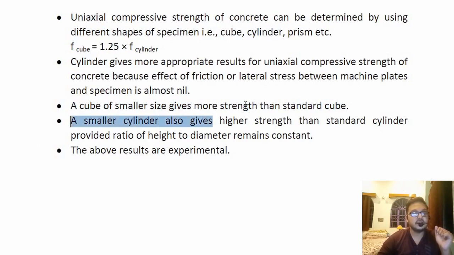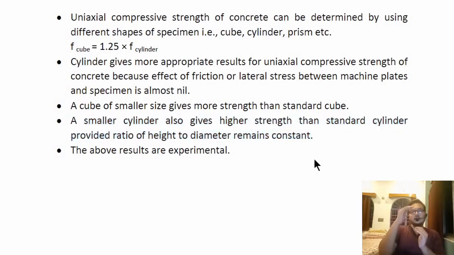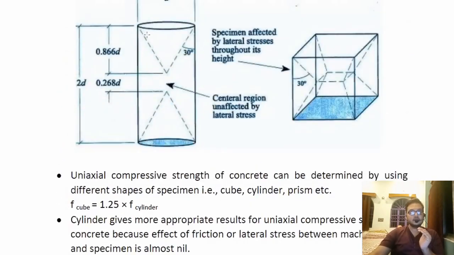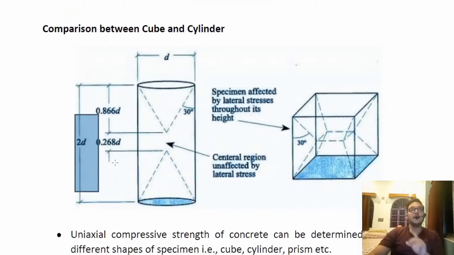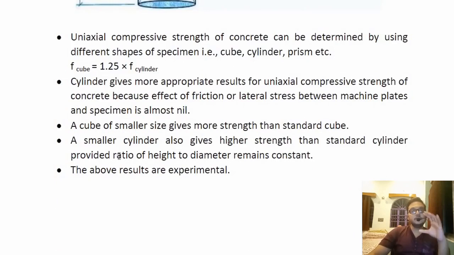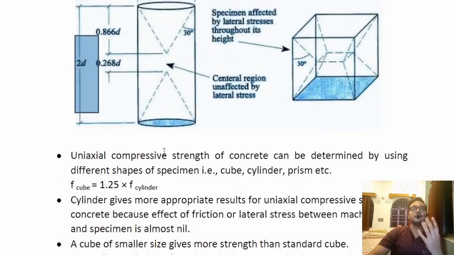Next, a smaller cylinder also gives higher strength than a standard cylinder, provided the ratio of height to diameter remains constant. So again, keeping the ratio of diameter to height constant, if we reduce the size of the cylinder, the dimensions will be altered in such a way that the ratio of the diameter and the height of the cylinder remains constant.